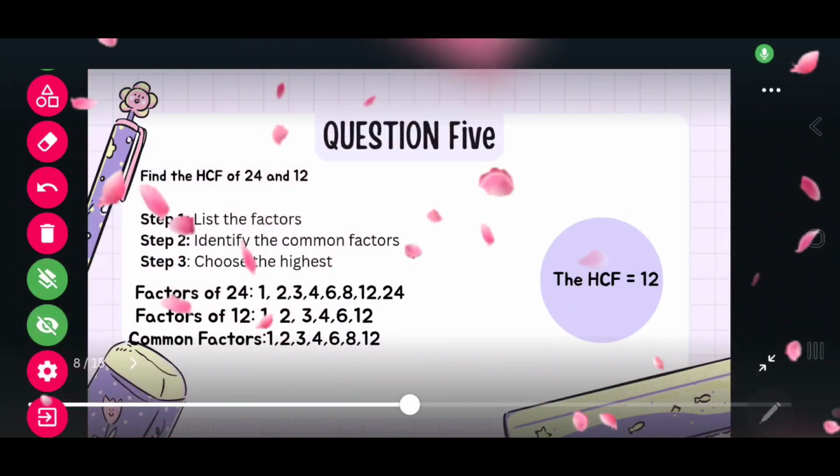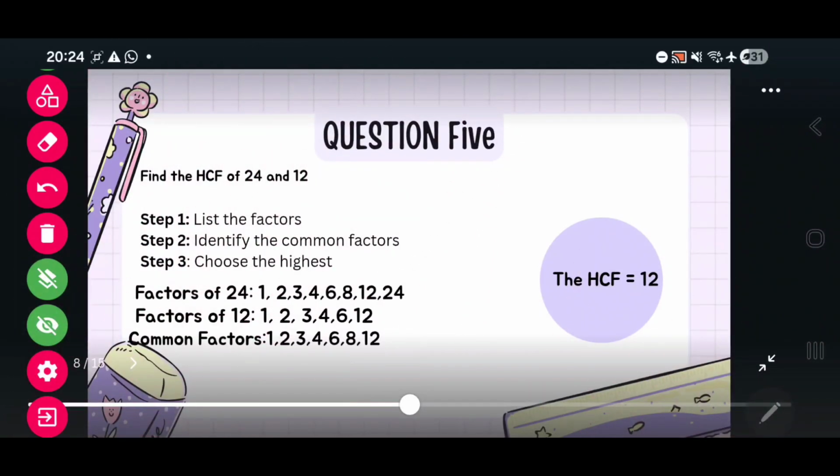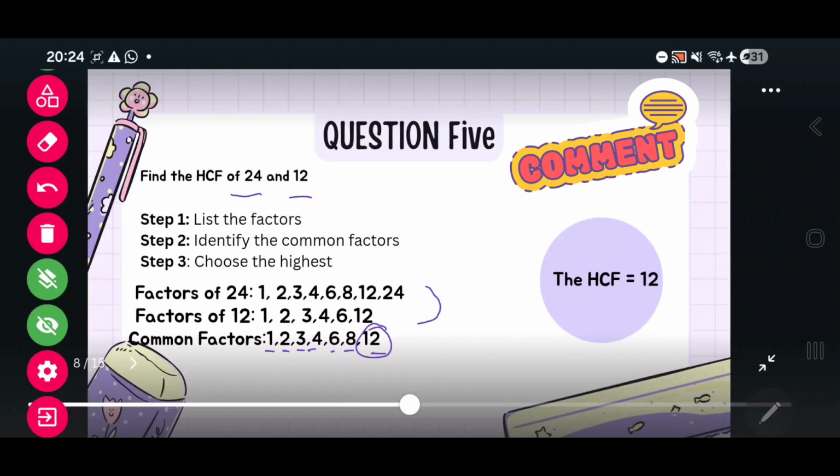Question 5 is our last question, and it says find the HCF of 24 and 12. Step 1 is to list all of the factors, which we have done here, and step 2 is to identify the common factors, which should be 1, 2, 3, 4, 6, 12, and our highest one would be 12.